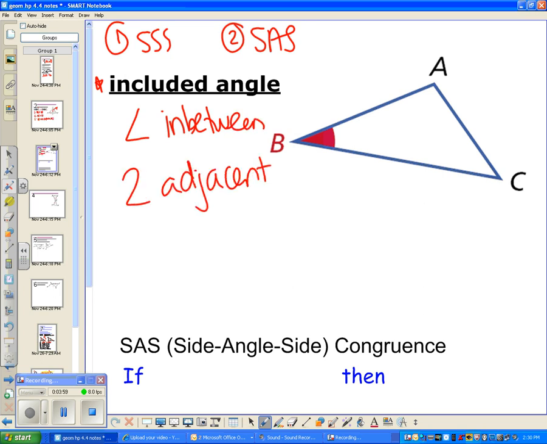And remember, adjacent means next to, touching, or neighbors. So for example, angle B in this triangle is an included angle. It's in between AB and BC, which are adjacent sides.